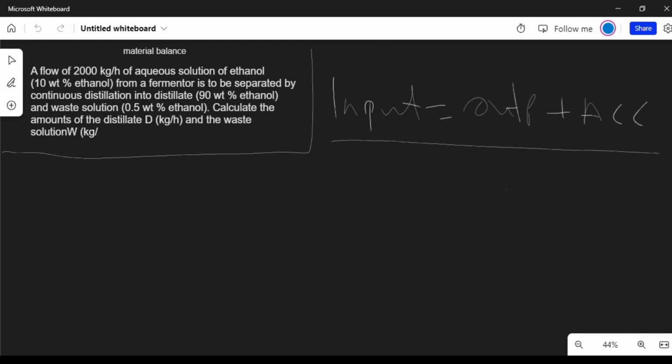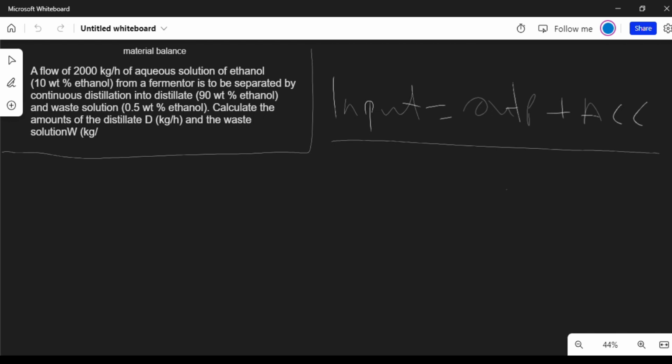Alright, now following this, let's look at what the question tried to ask. The question says that a flow of 2000 kilograms per hour of aqueous solution of ethanol from a fermenter is to be separated by continuous distillation. So with the term continuous distillation, you realize that this particular system is a continuous system. So we don't expect anything to get accumulated into the system. Rather, we expect whatever we input into it to be exactly out of the system.